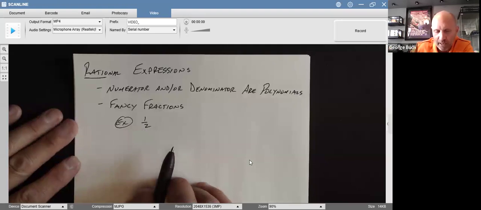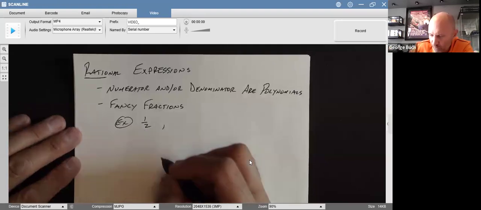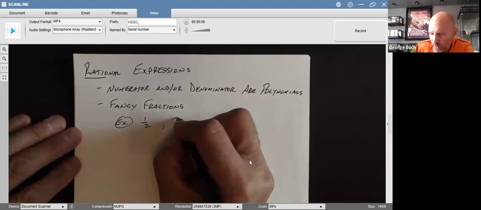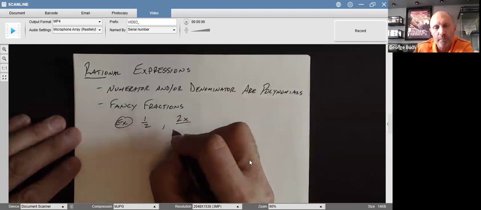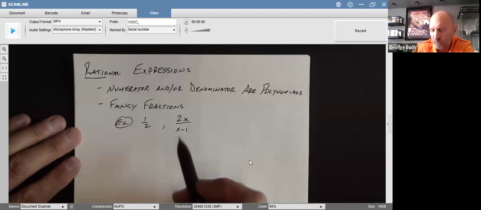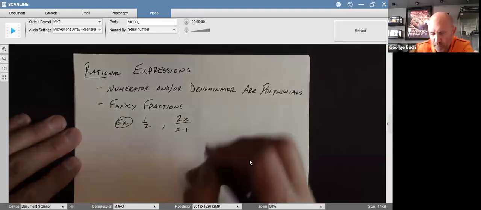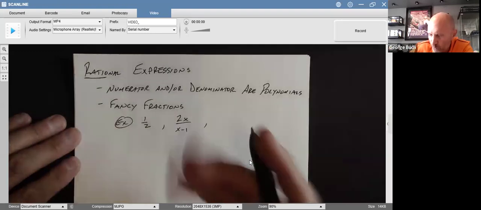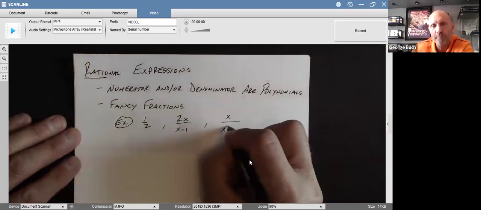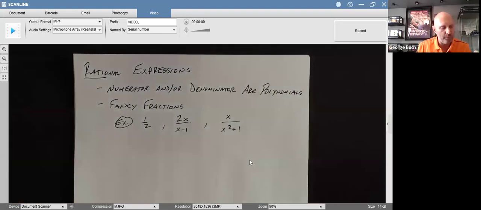But stuff we're going to be looking at more often with this section is something like 2x over x minus 1. So we have the polynomial 2x, we have the polynomial x minus 1. It doesn't just have to be degree 1. You could have like x over x squared plus 1. That is also a rational expression.